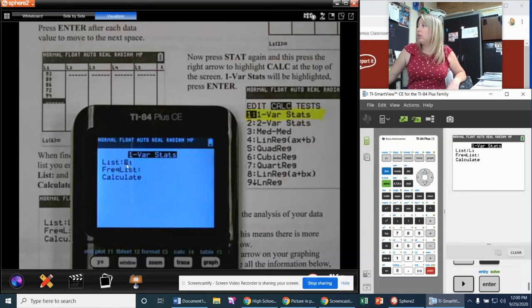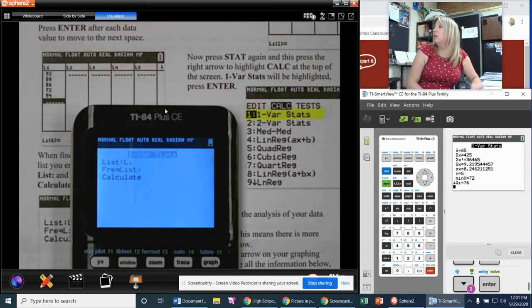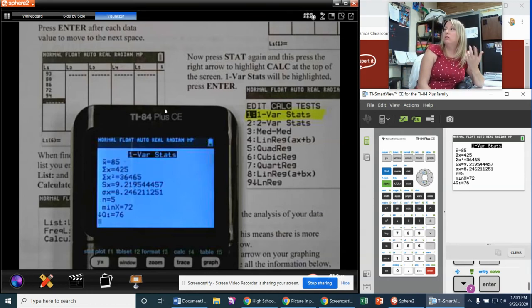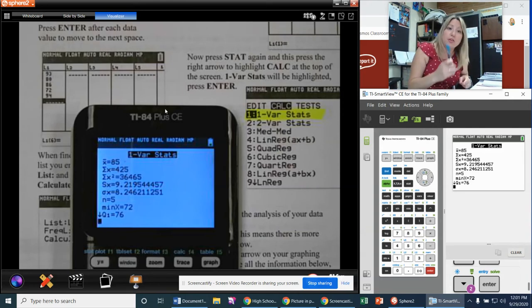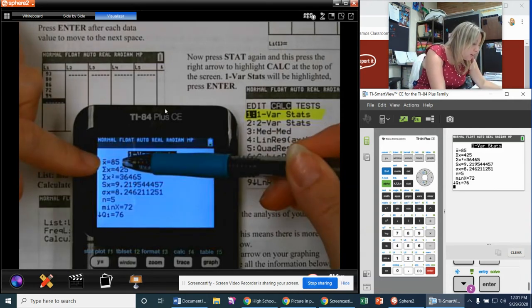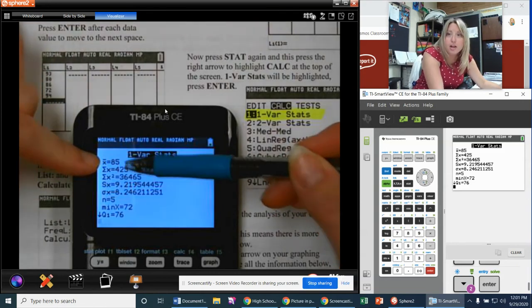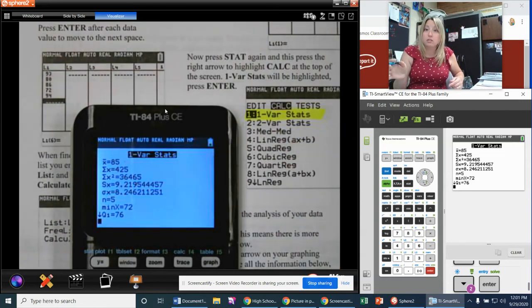We don't care about list frequency. So, oh, that worked. Arrow down, arrow down. So calculate is highlighted. And now press enter. Either one. And notice what comes out. Oh, hey, remember when we figured out the mean was x bar and we figured out that Ralph's mean science test score was 85? Look, what's the first thing we see? x bar, 85. It figured out the mean for us.